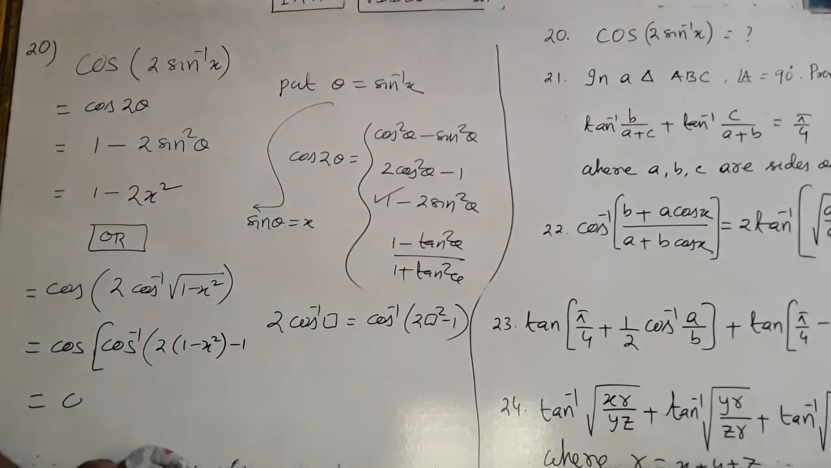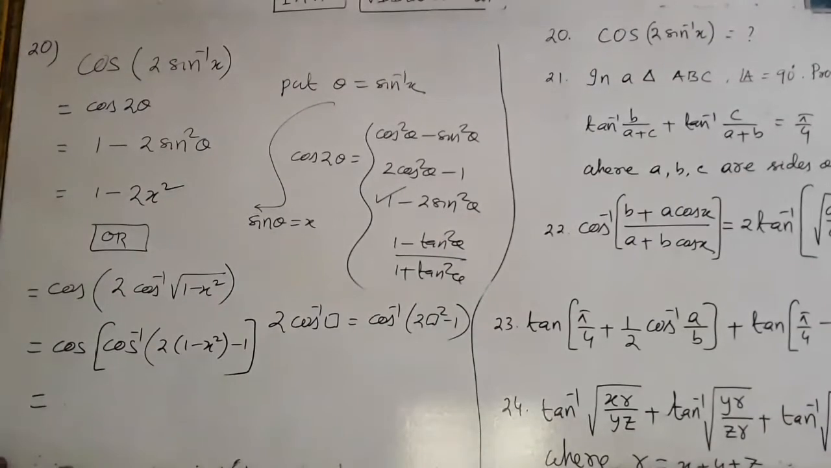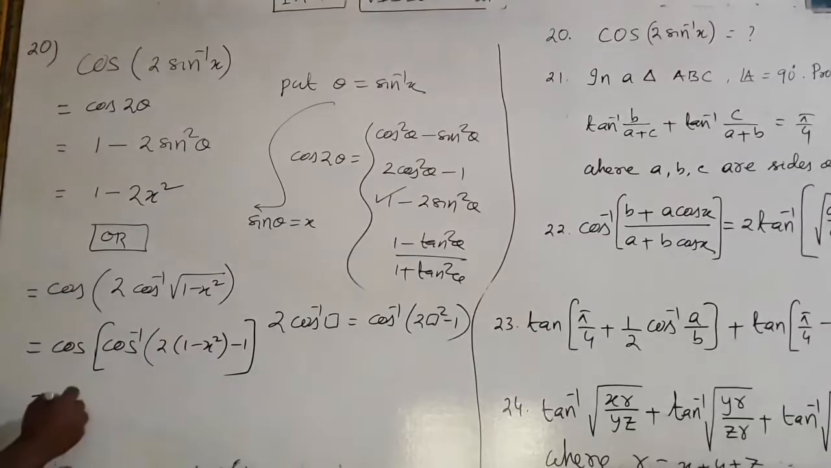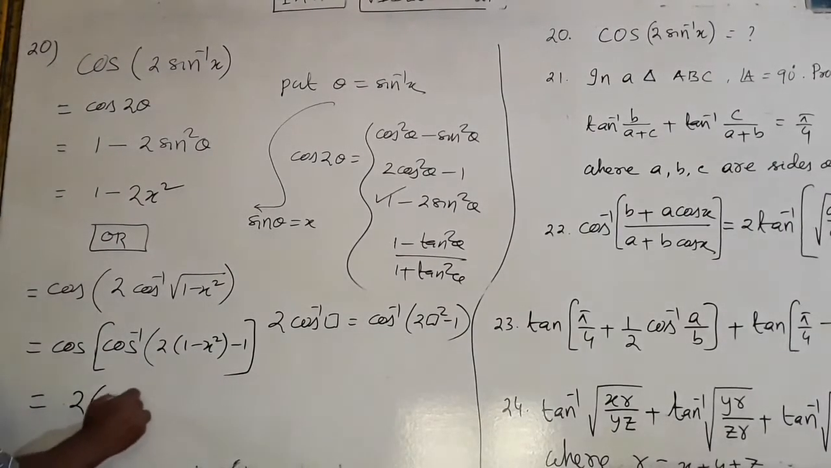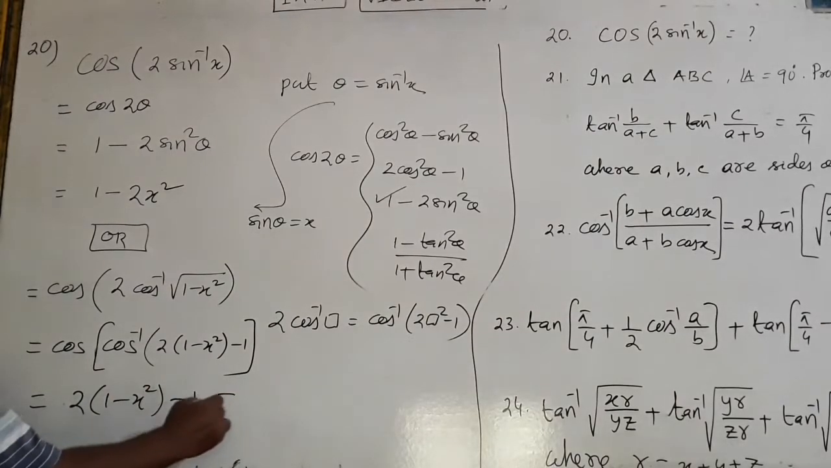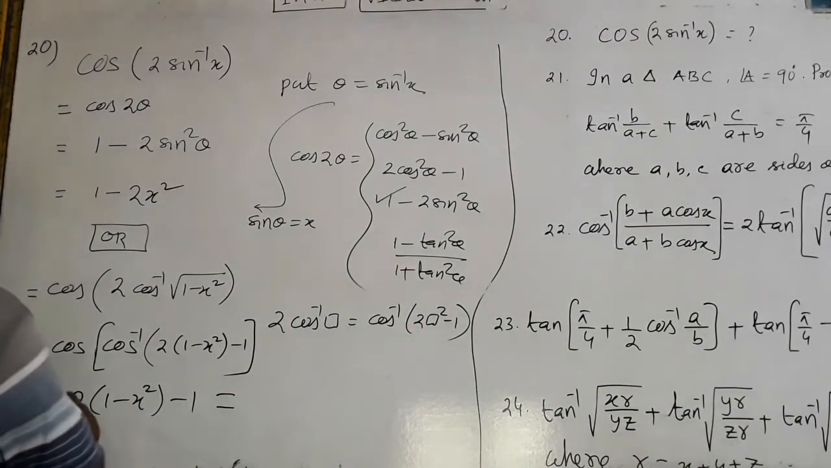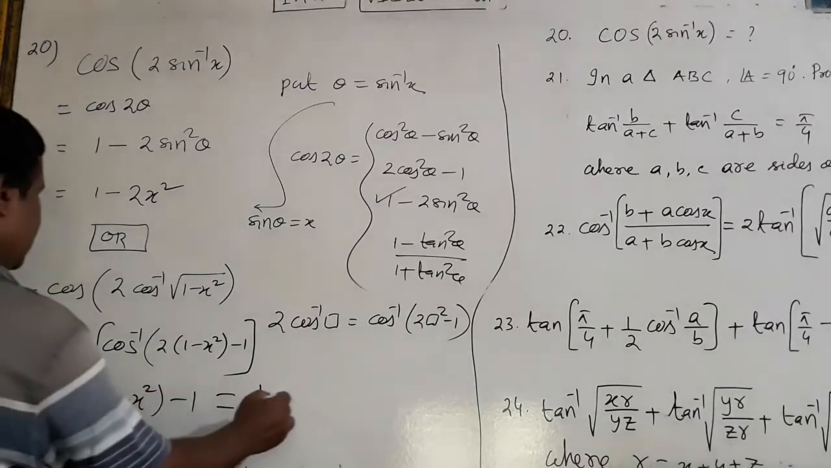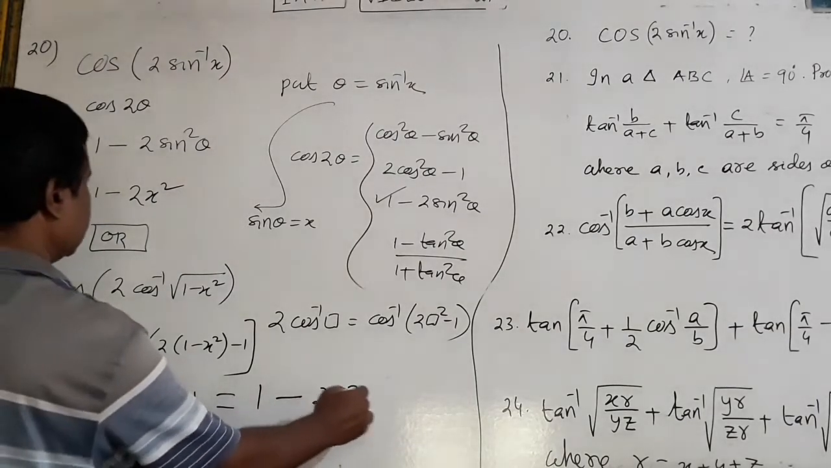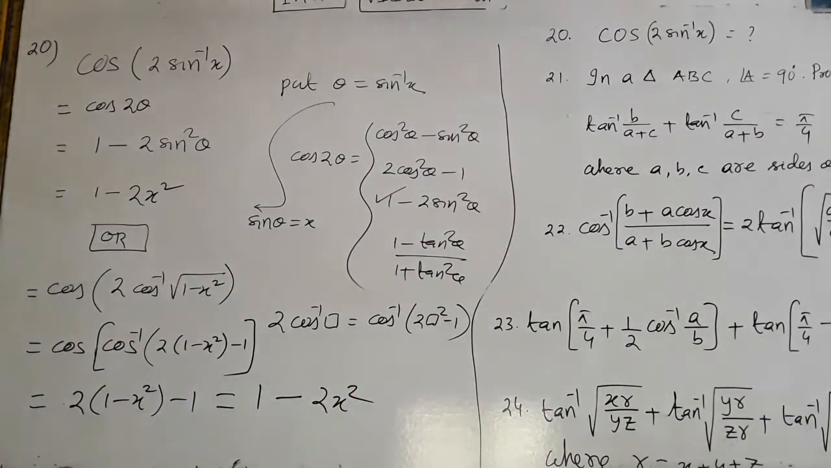And you know cos of cos inverse of this much is what? 2 into 1 minus x square minus 1. After simplification, it will become 2 into 1 minus 1, minus 2x square. And the result is 1 minus 2x square.